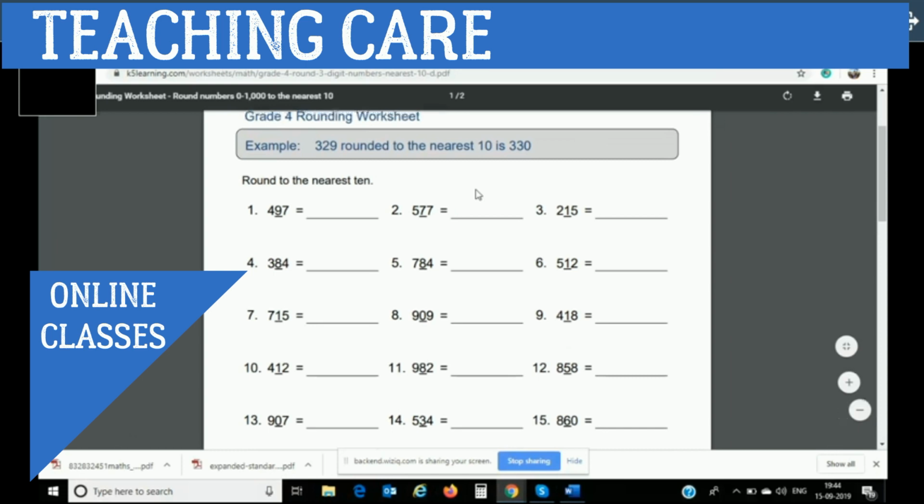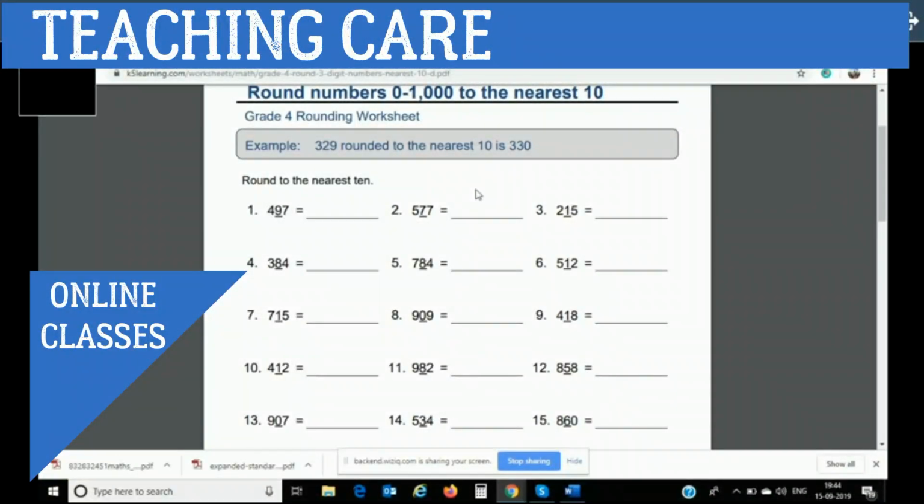You remember the rules for that, Srishti? Yes. For nearest ten, before 5 you have to keep it to the lower value. After 5, you have to go to the next one. Okay. So what will be the nearest 10 for this? 497. This one is bigger. So what should I do? 500. Yes.